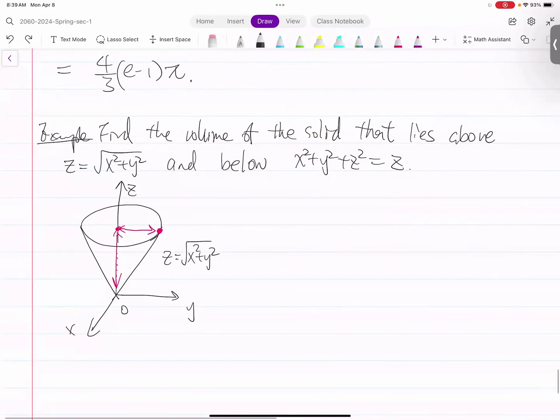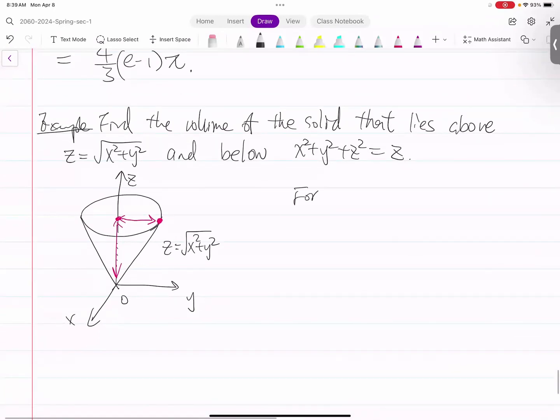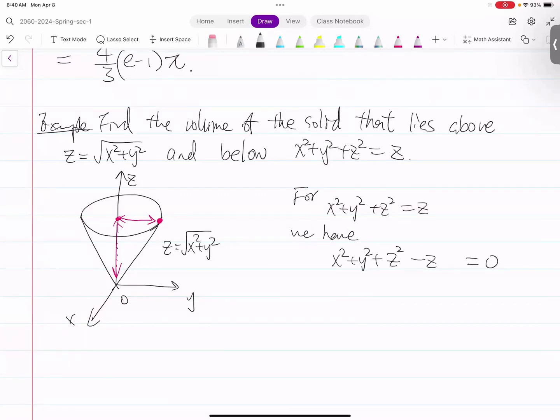And then for the sphere, we need a little more work because we can do computation of squares. If we move everything to the left-hand side, we will have x squared plus y squared plus z squared minus z equal to 0. And then to get the radius and the center, we need to complete the square. So this is a negative z, so we have a constant -1 here. We use this -1 right here, divide by 2, then square, and put it on both sides.